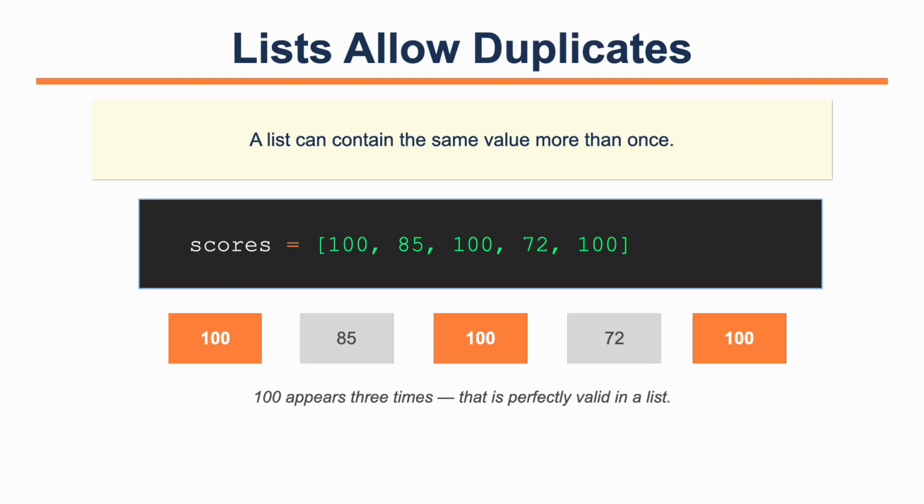A list allows the same value to appear more than once. For example, a list of scores could contain the number 100 several times. Python treats each occurrence as a separate item with its own index position. Having duplicates does not cause any error.